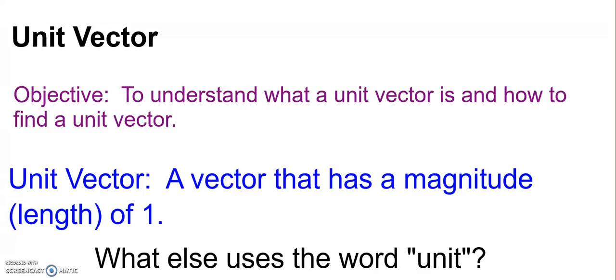A unit vector is a vector that has a magnitude of 1. Remember, magnitude is the same thing as length in terms of generic vectors. Once we get to applications, that could be slightly different. But it's a vector with a magnitude of 1. That should make sense because think about what else uses the word unit.